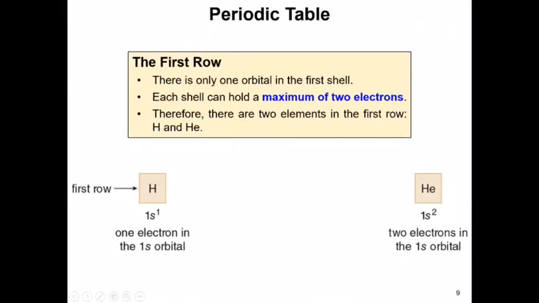In the periodic table, the first row contains the first energy level, or n equals 1. This means that there can only be a maximum of 2 electrons that can exist here. Hydrogen has 1 electron, which resides in the 1s orbital. Helium, on the other hand, has 2 electrons, both of which reside in the 1s orbital.